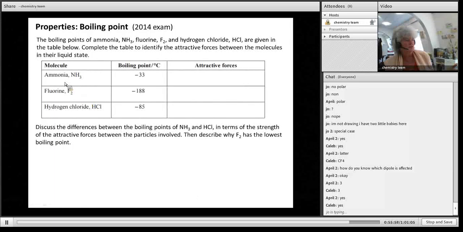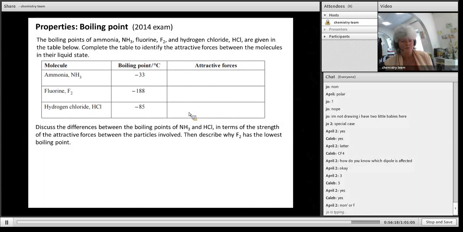Okay, here's one from 2014. So they give you ammonia, fluorine, hydrogen chloride. So all of them are going to have the temporary dipole force of attraction. Which one of these three is going to have the hydrogen bonding?